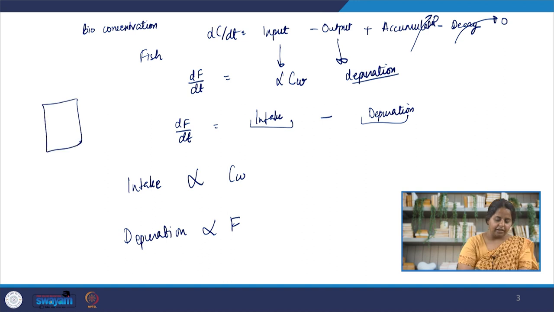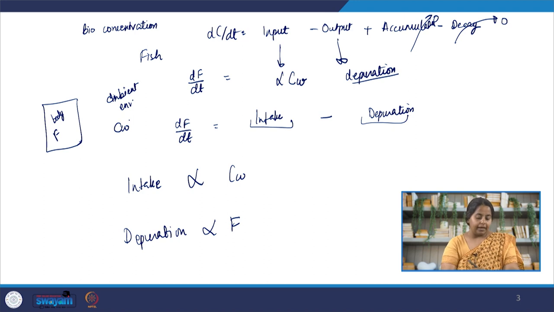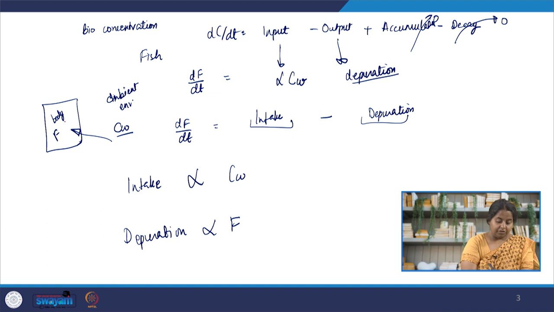This is the body of the fish, and now this is the ambient environment. And this is the body. Concentration here at any given time is F. Concentration here in the water at any given time is Cw. The input, the inflow of contaminant from the water to the body will be proportional to Cw. The out, the depuration from the body would be proportional to the concentration in the body F. So we know that these two terms will be proportional to what particular concentration of the contaminant.